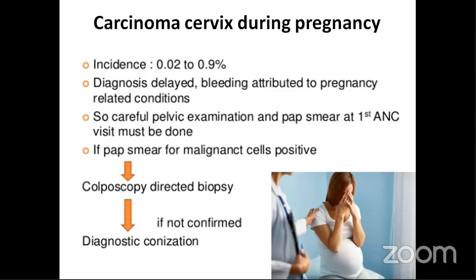And in case it is still not confirmed on colposcopy, because say colposcopy is negative, but there is a gross lesion which is there, then what I can do, I can go in for diagnostic conization. And if I have to go in for conization, the best time would be second trimester, because in the first trimester, more chance of abortions are noted.